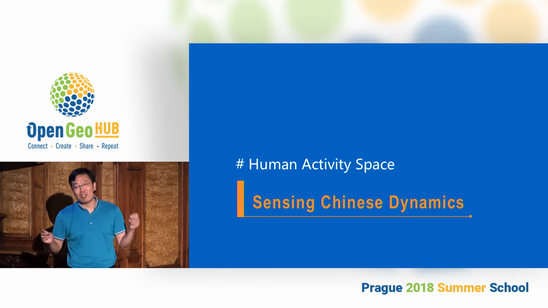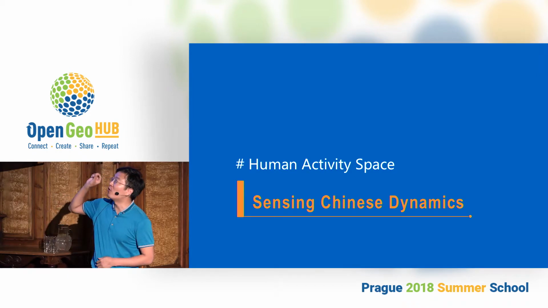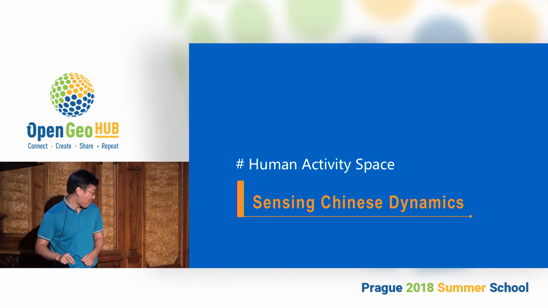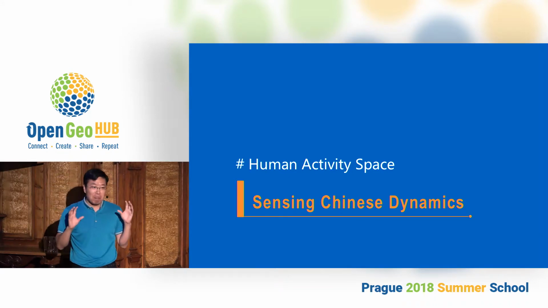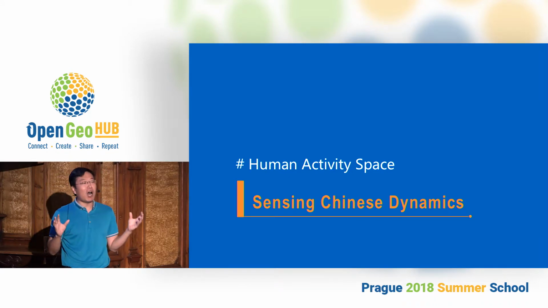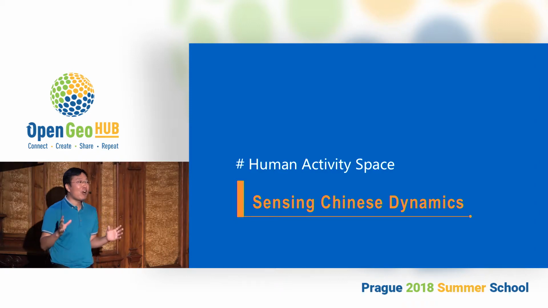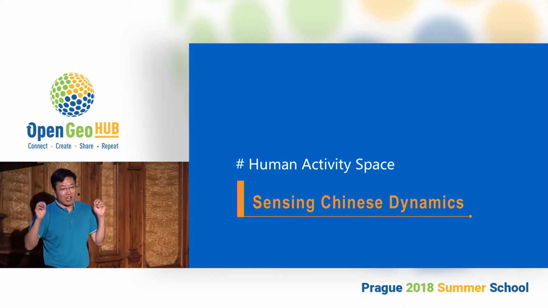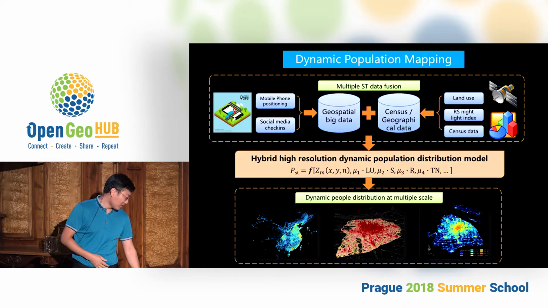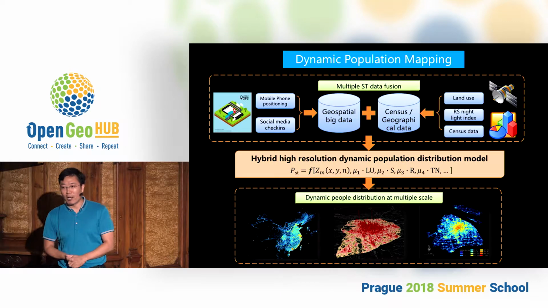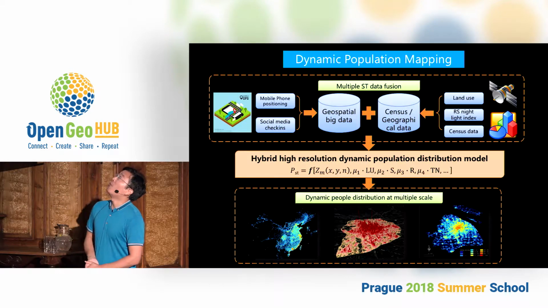This is the story about the physical space. Next, we concern the human. Human space, we want to answer the question: where are Chinese and what are their mobility patterns? First, it talks the story about the dynamic population mapping.